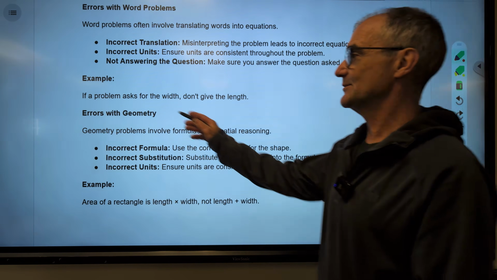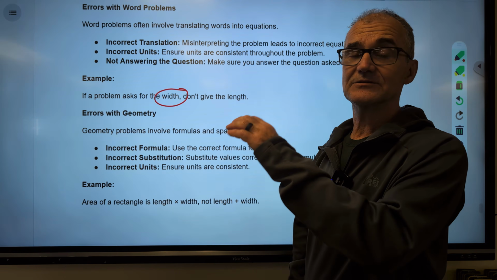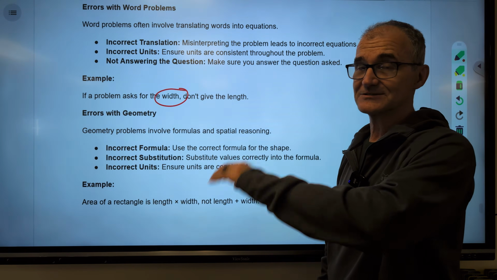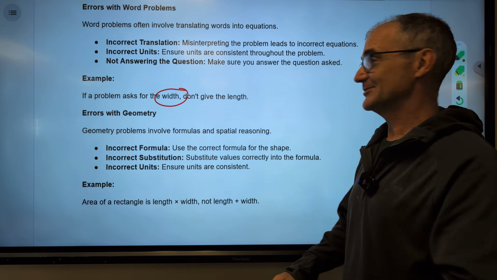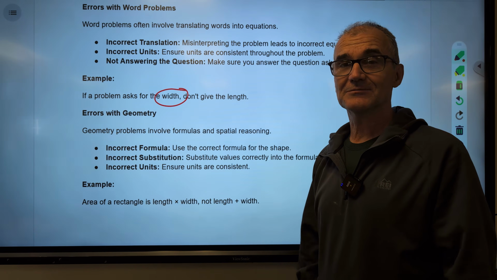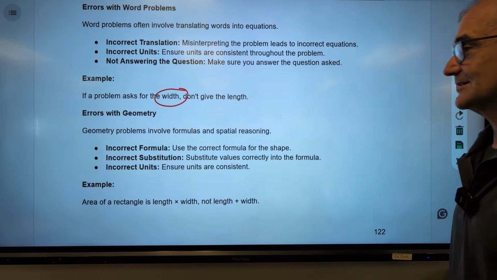So if a problem asks for the width, I circle that word to make sure I'm finding the width, not the length. The first answer in the multiple choice answers will be the length, or it'll be in there, so you think you got it right, but you misread the problem. You don't want to get the right answer to the wrong problem is really what this is all about.